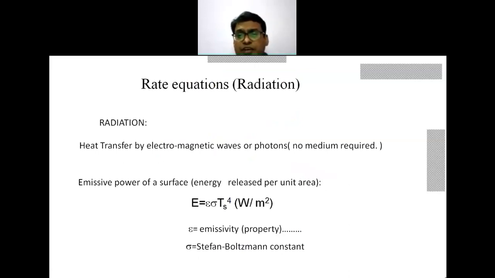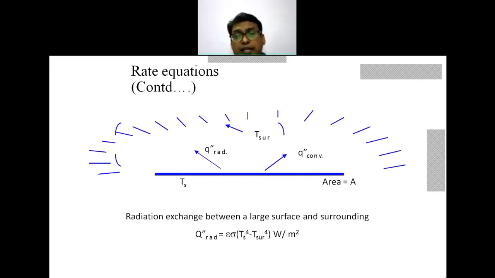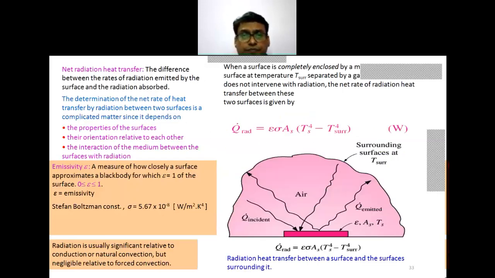Then the rate equation, the heat transfer by the electromagnetic waves or photons, is the emissive power of a surface, which is emissivity times the Stefan Boltzmann constant times the temperature raised to the fourth power. So this plate, which is at a surface temperature Ts and having the area A, radiates Q amount of heat, and also by convection the heat is getting transferred. So heat transfer by radiation becomes sigma epsilon (Ts raised to 4 minus T surrounding raised to 4). That is the exchange of heat energy from the surface to the surrounding.